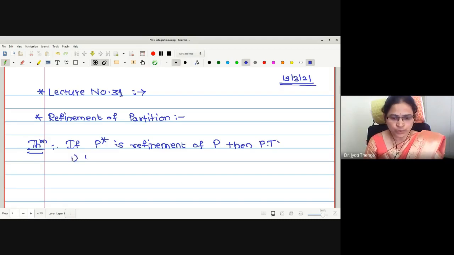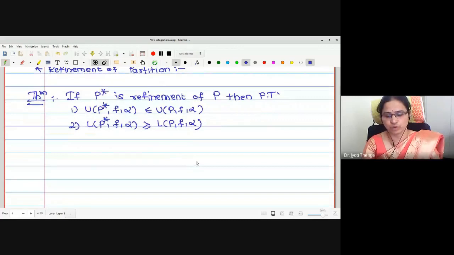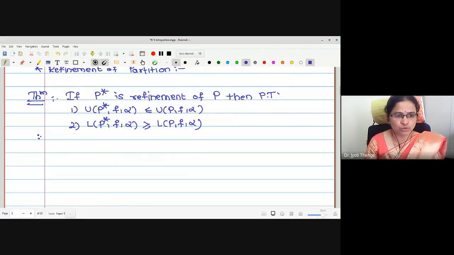What we want to prove? U(P star, f, alpha) is less than or equal to U(P, f, alpha). What this symbol means is actually the upper sum with respect to the partition P star of a function f with respect to alpha. Same thing we will write for lower sum: L(P star, f, alpha) is greater than or equal to L(P, f, alpha). Okay, this is what we want to prove. Now we have to prove the theorem in two different parts, one for upper sum, one for lower sum.